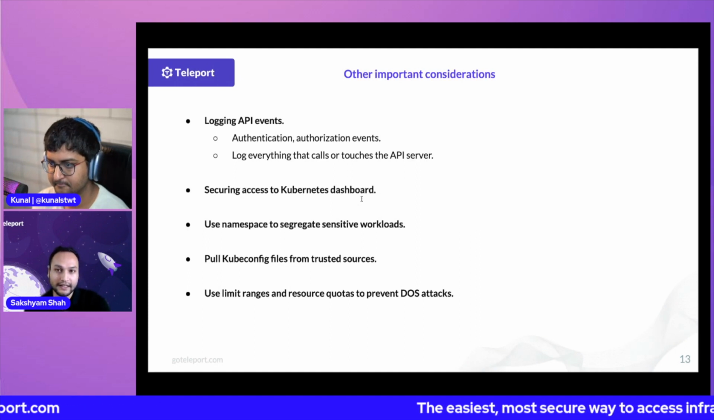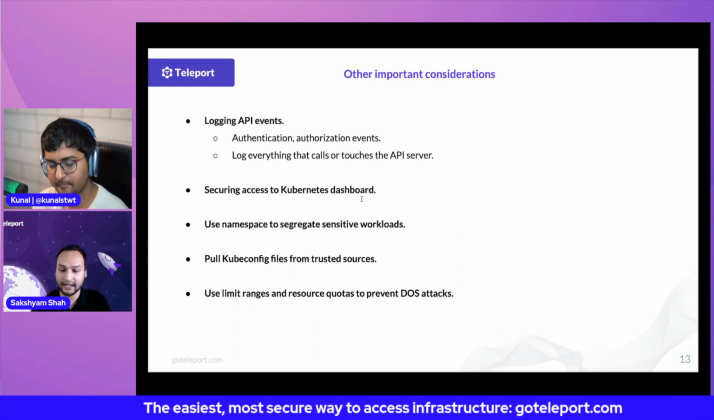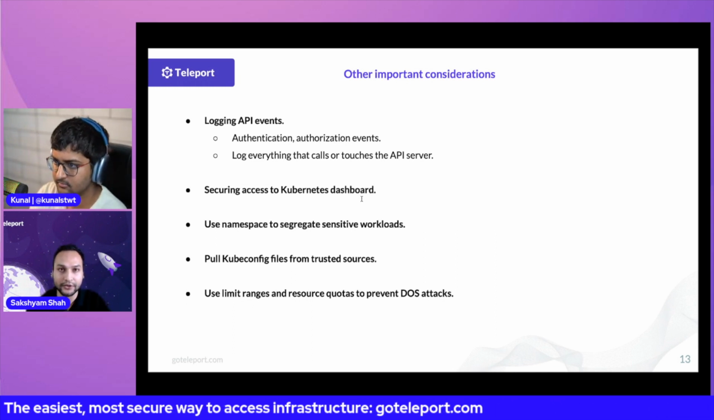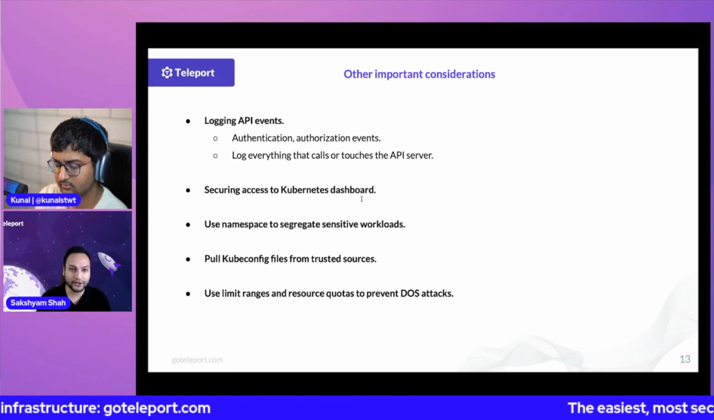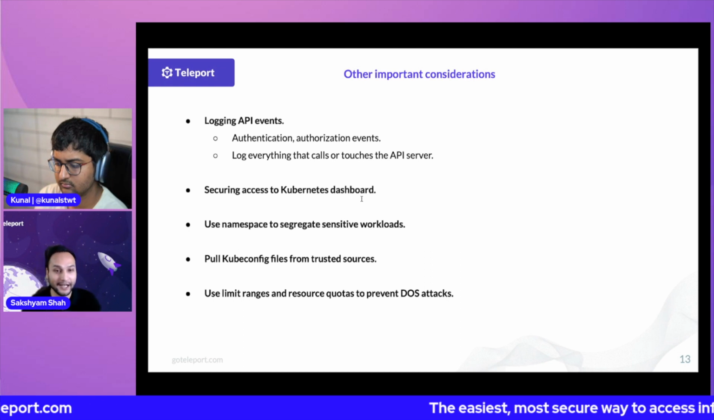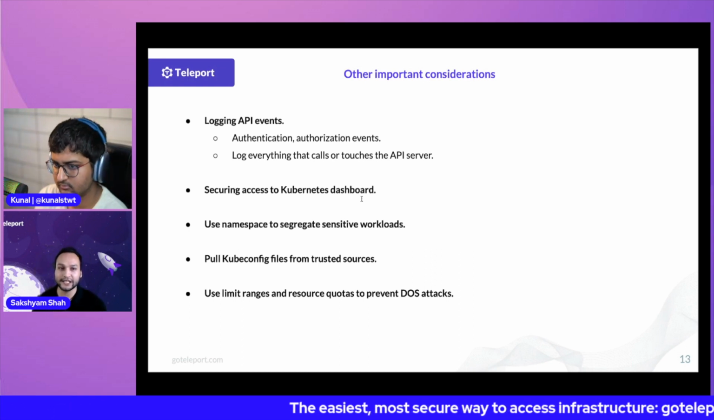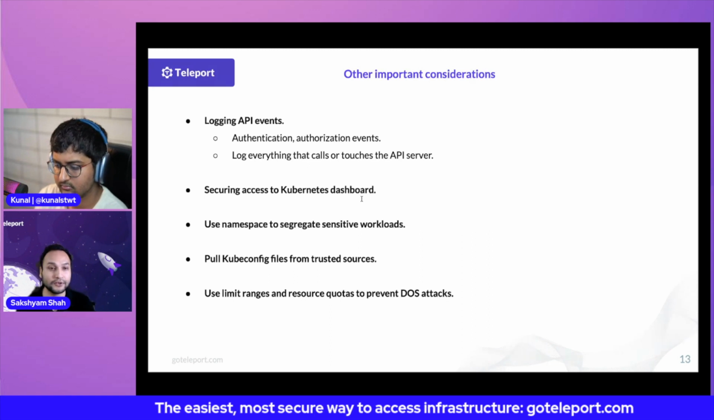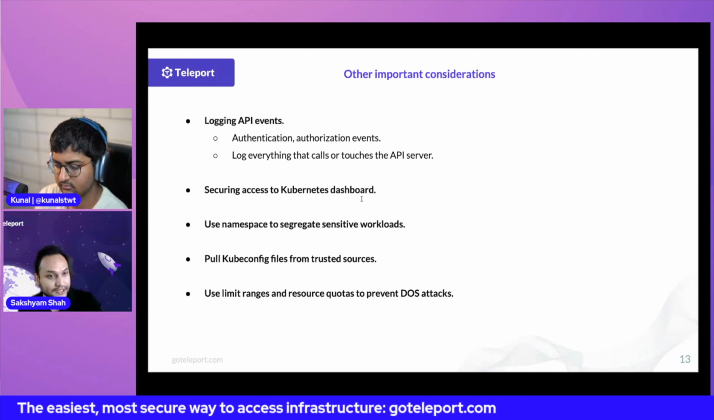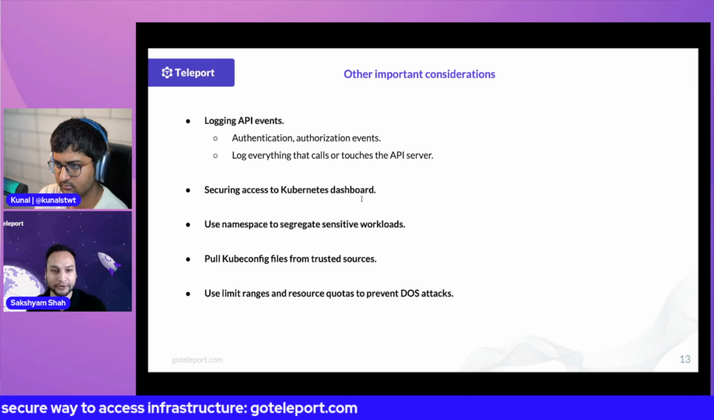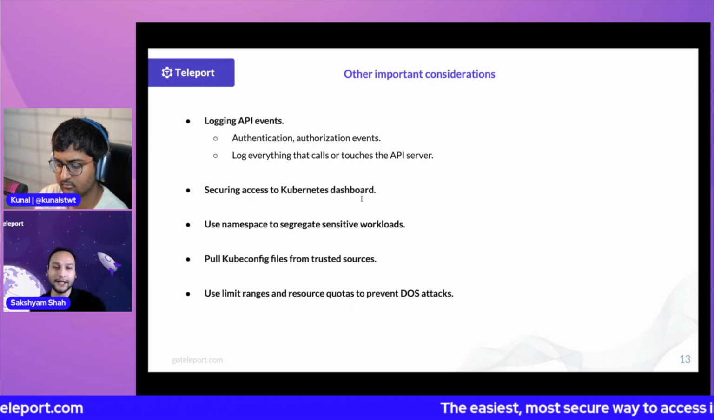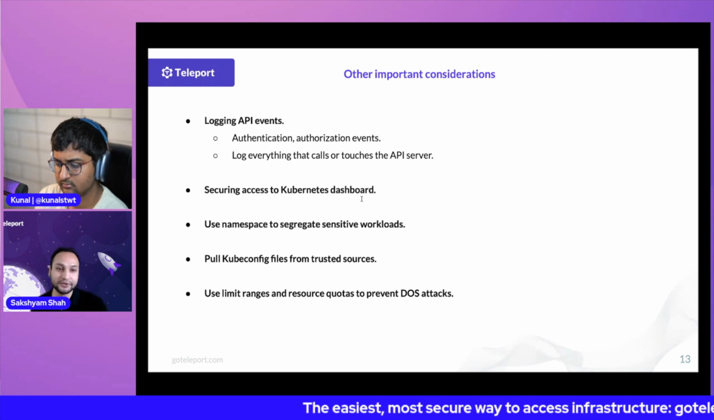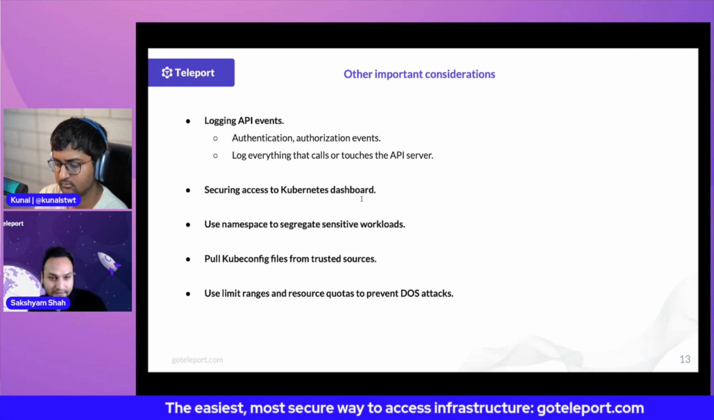That's mostly about access control. There are a few steps you should definitely understand, which might be applied beyond access control, such as logging the API events. You should log everything that touches the API server, including authentication, authorization, admission control, you name it. So everything should be logged. You should also think about securing access to the Kubernetes dashboard. There are many security incidents that exploited an unprotected Kubernetes dashboard, so you should think about that.